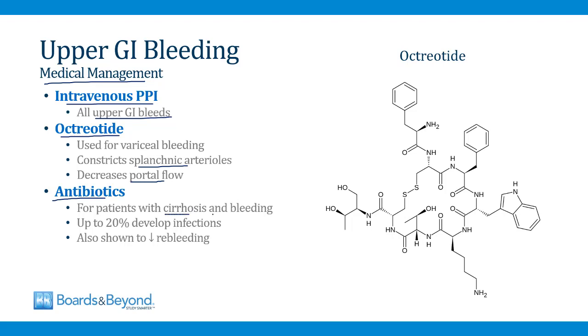In patients who have cirrhosis and variceal bleeding, up to 20% ultimately develop infections, often spontaneous bacterial peritonitis. So for this reason, antibiotics have been studied and they've been shown to decrease the rate of infections, and they've also been shown to limit rebleeding from varices.